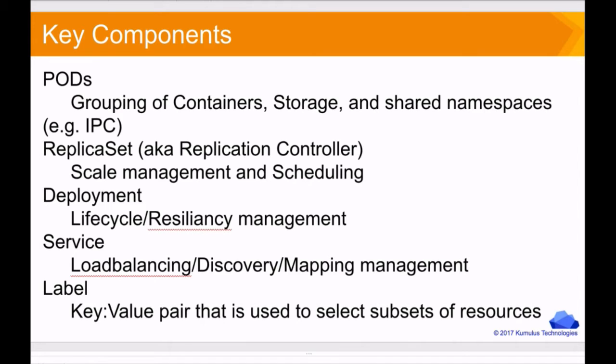So the replica set just deals with scale management. How many should I have and where should they be? It does the where should it be by talking to the Kubernetes scheduler, but the how many should I have is part of the replica set scale engine. Now, the second part of this is, of course, this concept of deployment lifecycle. And so there is a deployment resource that deals with lifecycle and resiliency.